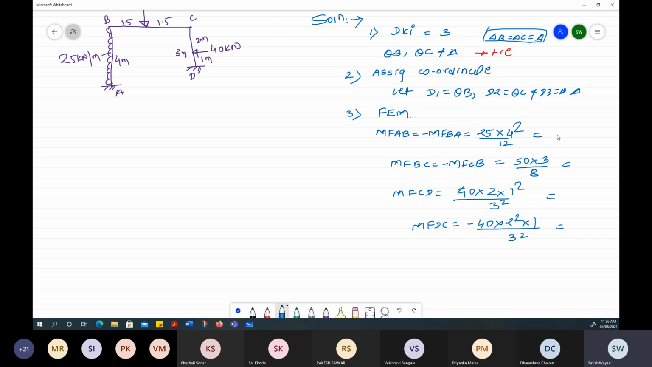If you calculate, it will be very good. 33.33 kilonewton meter. 18.75 kilonewton meter. 8.89 kilonewton meter.